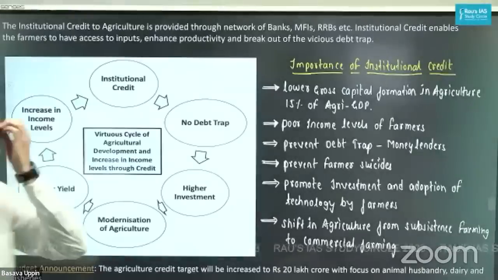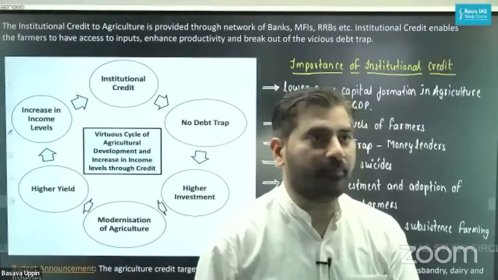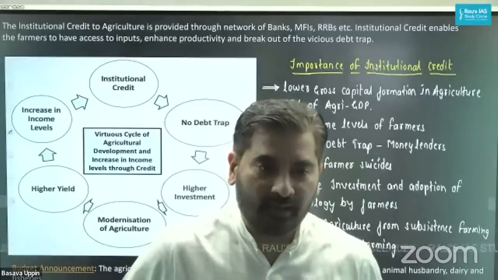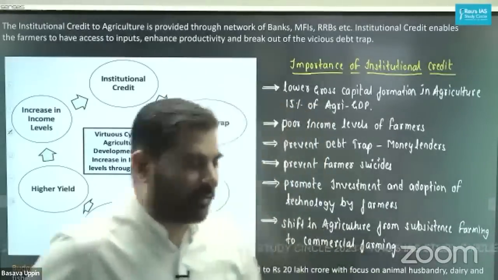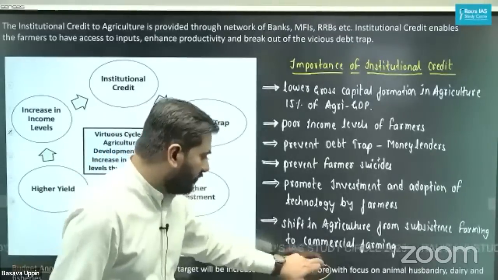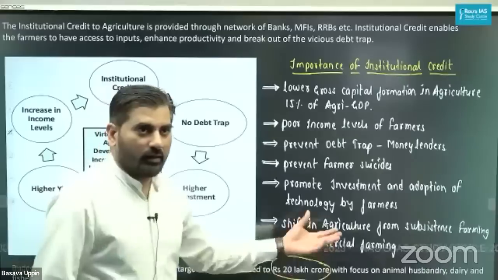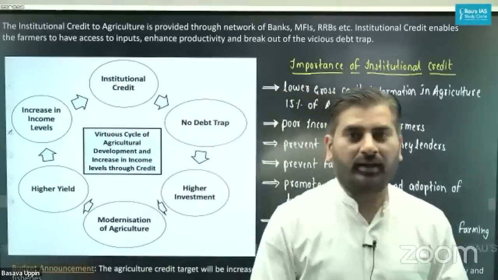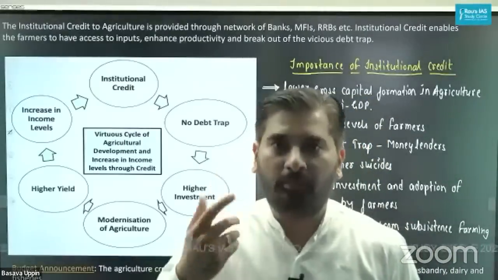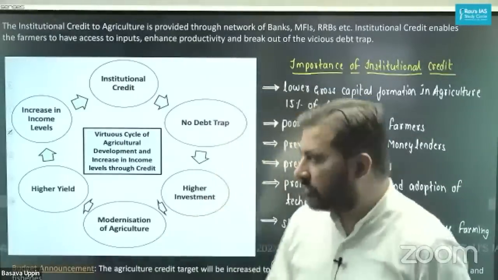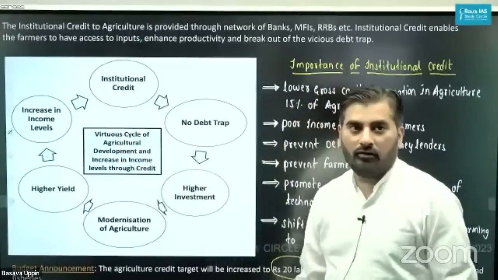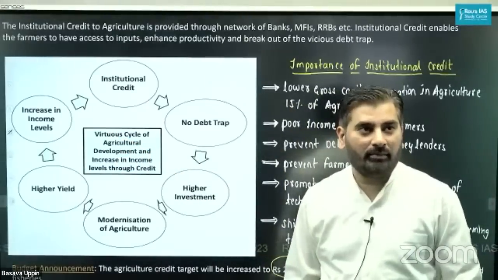Okay. Now coming to the institutional credit. So with respect to providing institutional credit to the farmers, this year's budget has announced that almost around 20 lakh crore will be provided to the farmers in the form of institutional credit. So we all know the importance of institutional credit to agriculture, right? Institutional credit comes in the form of loans from banks and NBFCs. So by providing institutional credit, we can promote a virtuous cycle of agricultural development as well as income levels.